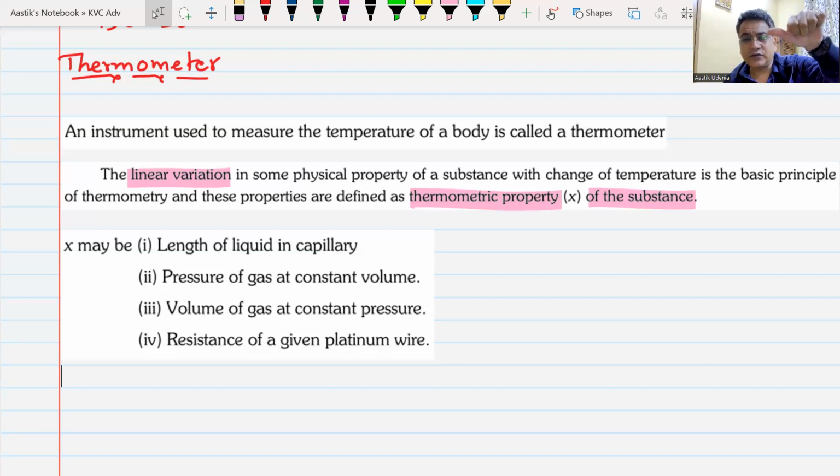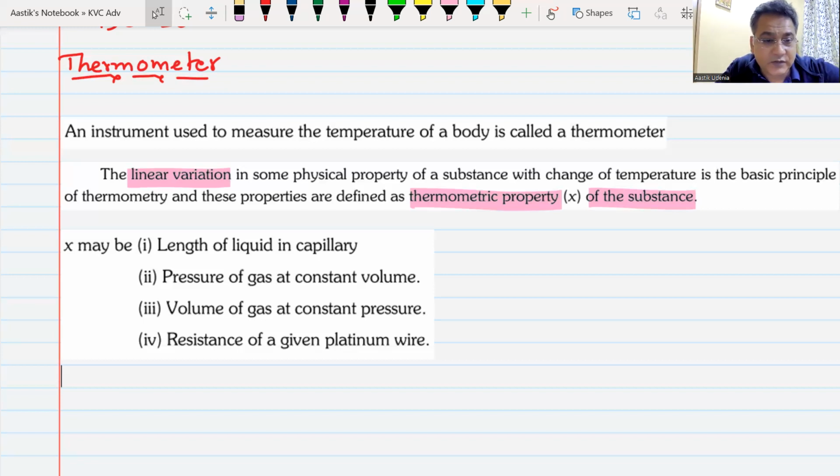It could be number 1, the volume of liquid. It could be number 2, pressure of gas. Number 3, volume of the gas. Number 4, the resistance of a wire. We use a platinum wire because its resistance is almost changing linearly, and it changes even for small changes in temperature. Do we understand this? Yes, sir. So based on this, you can have different types of thermometer. Based on the first concept, we have the liquid thermometer.